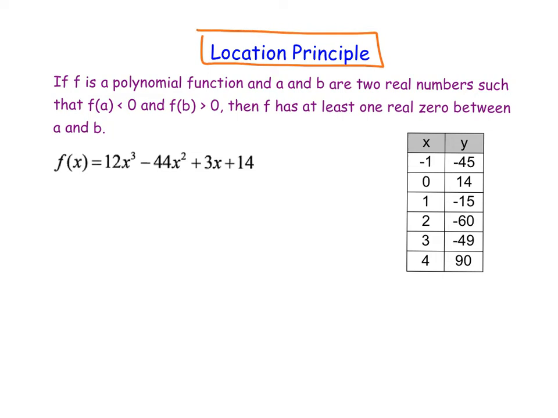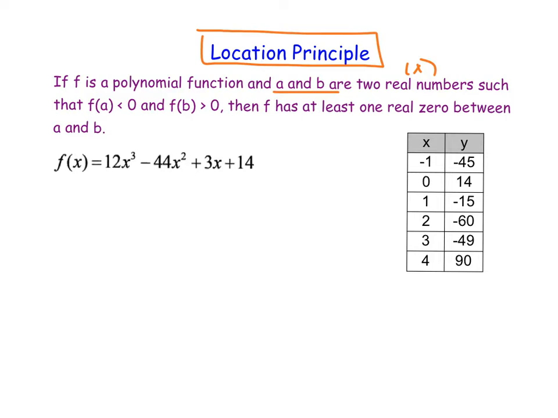The location principle states that if f is a polynomial function and a and b are two real numbers, so two x values, such that f of a, or the y value for a, is less than 0, and the y value for b, or f of b, is greater than 0, then f has at least one real zero between a and b.